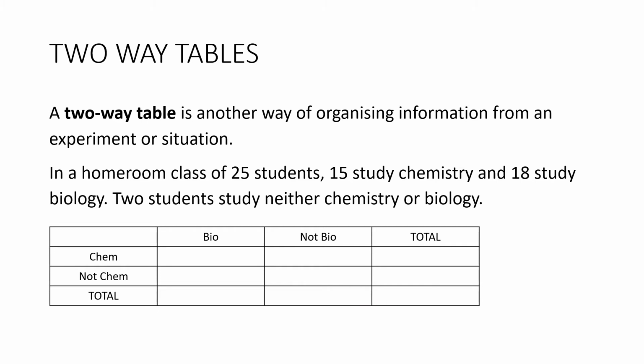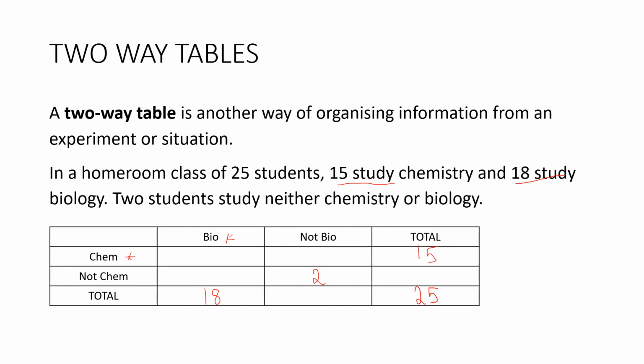So having a look at our question, we have got a total of 25 students, so let's put those in just here. We know that 2 students study neither chemistry nor biology, so they go in there. We have 15 students who study chemistry, so here's chemistry, and there's the total of chemistry students, which is here. And we have 18 students who study biology, here's biology. Let's put in a total there of 18.